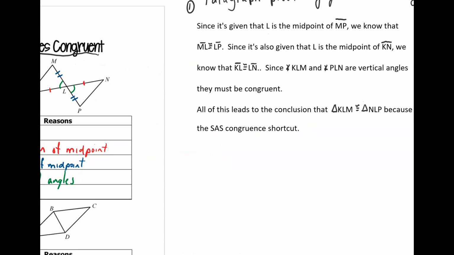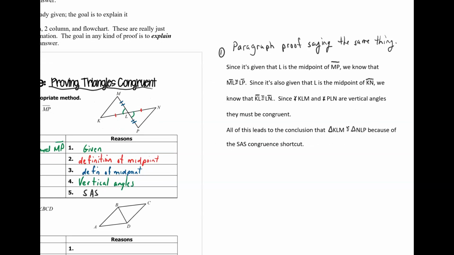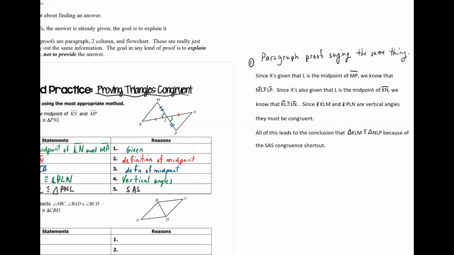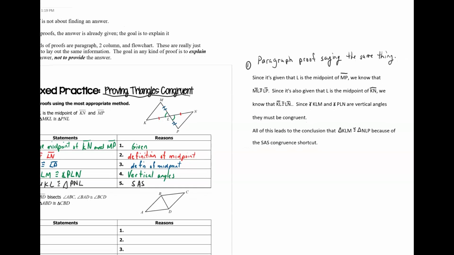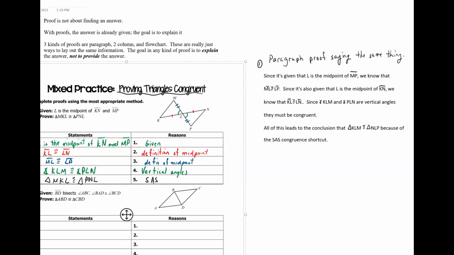And this is the same exact information in paragraph form. So this is a paragraph proof of the exact same thing. A little bit smaller here if I want to show both at the same time. But I just wrote this out as the exact same information. And some people prefer paragraphs because it follows more logically. Since it's given that L is the midpoint of MP, I said this first line, right? I said it's given that L is the midpoint of MP. We know that ML is congruent to LP. And I didn't mention the word definition, but I'm saying it follows from the definition.